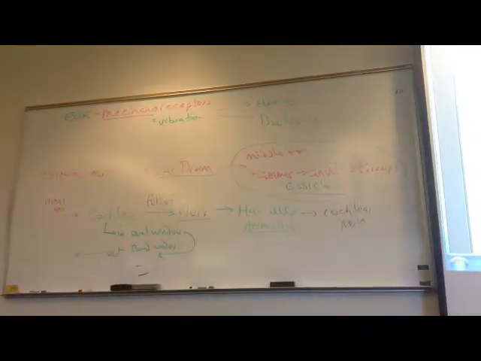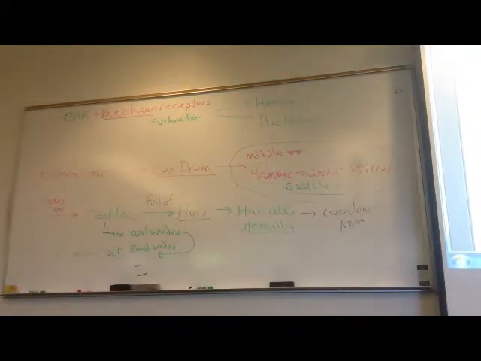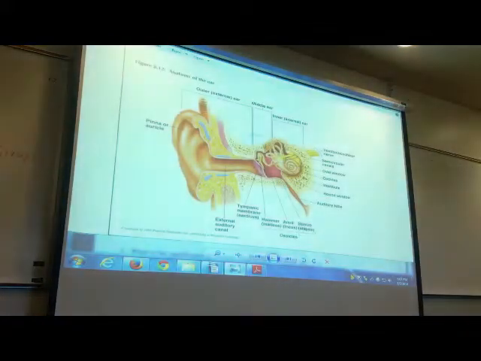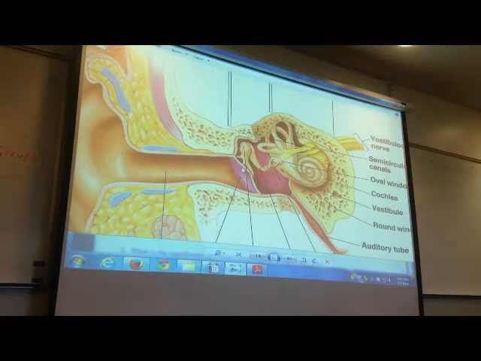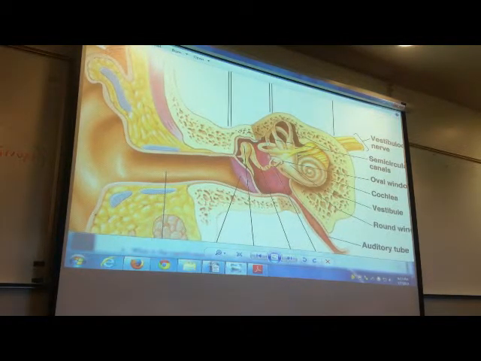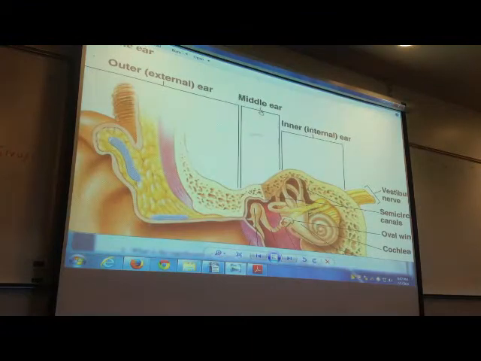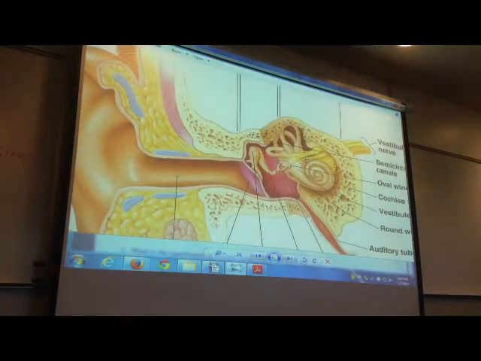So let's look at a picture one more time and see if we can figure out where that is. On this picture, middle ear would be basically between your eardrum, where my hand is wiping, and the snail. That is your middle ear cavity. Make sense? Okay. How do you get an infection in the middle of your ear? Up your eustachian tube. Very good.